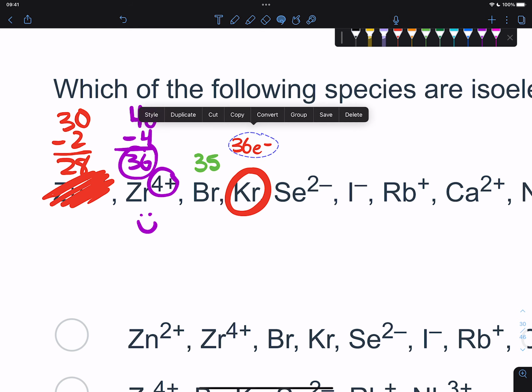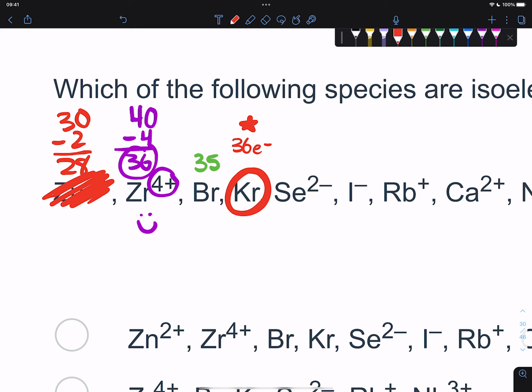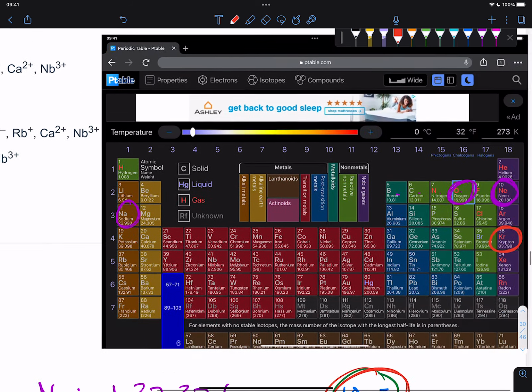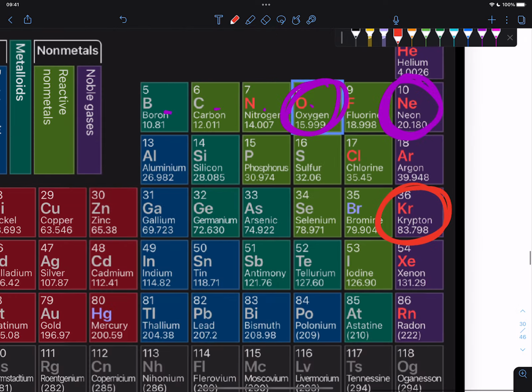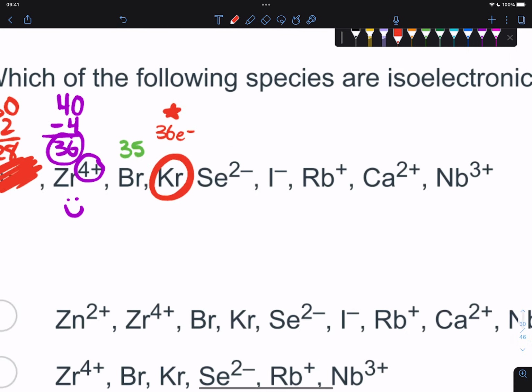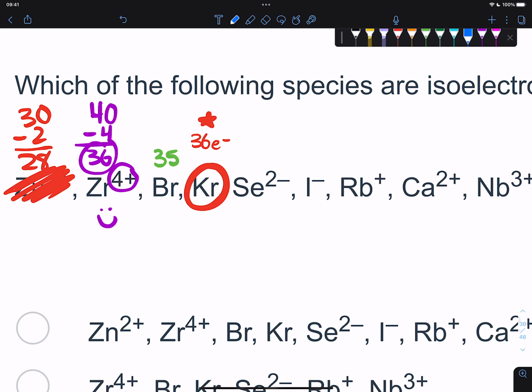This, I'll put a star under it or above it. That krypton is like our base level. It's our noble gas that we're seeing what's isoelectronic to it. Selenium normally has 34 protons. So when it's neutral, it will have 34 electrons as well. So let's write that, 34 for the selenium.